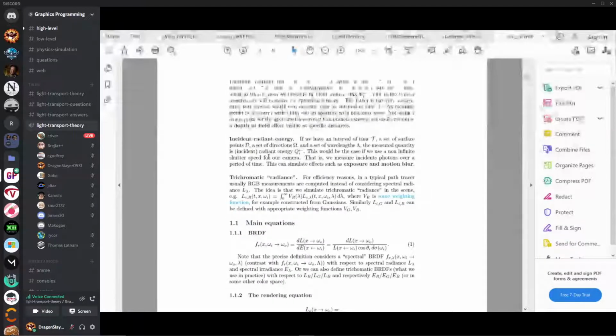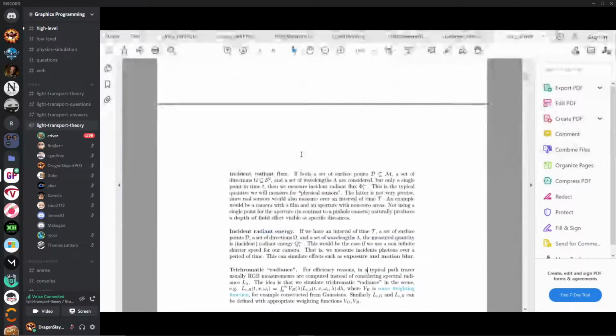Finally, like in the real world, your camera has a non-infinite shutter speed, so it takes some time before you can measure. So you measure your energy over some interval of time, not in a single point in time. So what you measure there is radiant energy, and this allows you to model effects such as exposure and motion blur. So these are really the quantities.